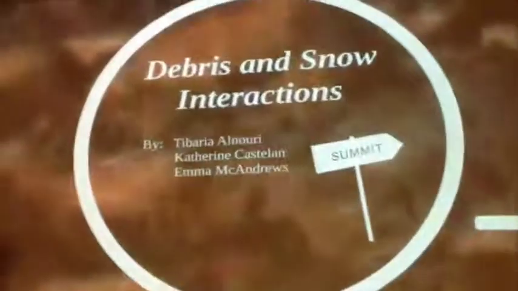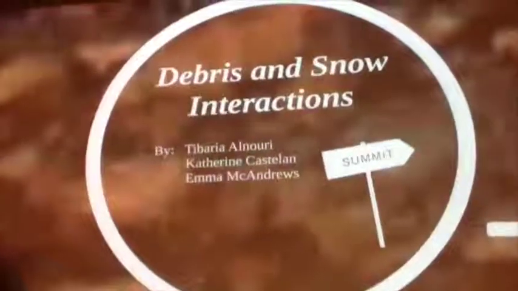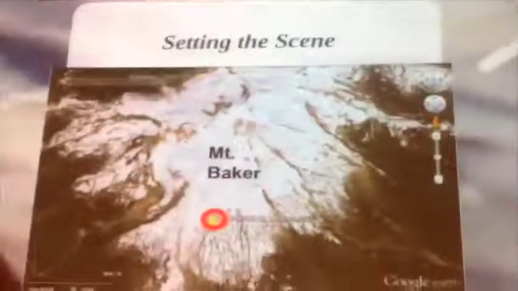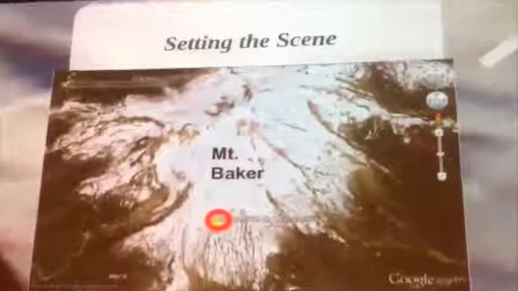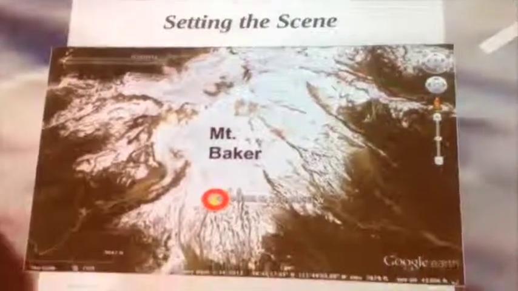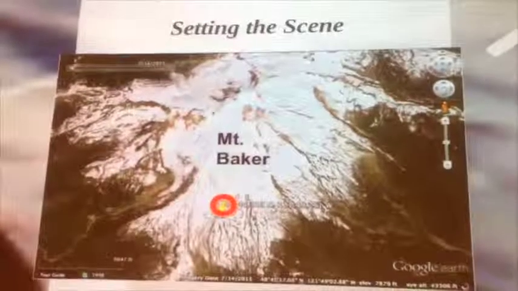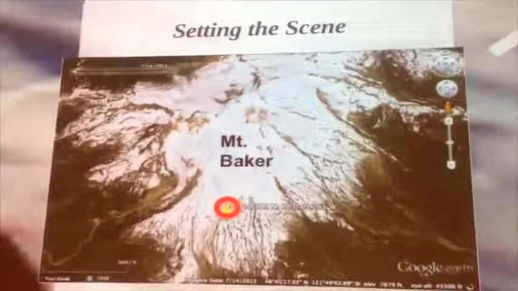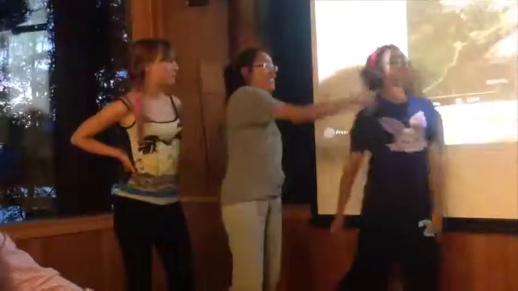Debris-snow interactions is the focus of our presentation. We got this picture from Google Maps, and it shows Mount Baker. It's a glaciated volcanic peak, 10,781 feet high. Our project was on the lower eastern glacier, where the dot is at.